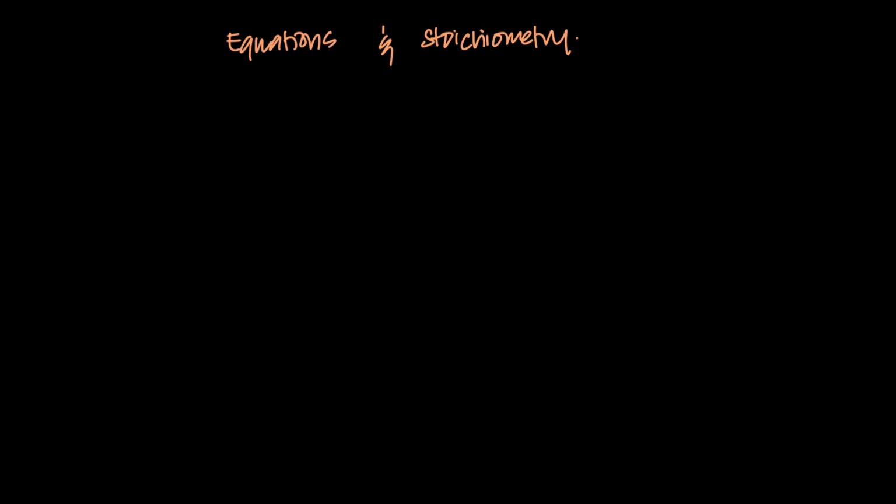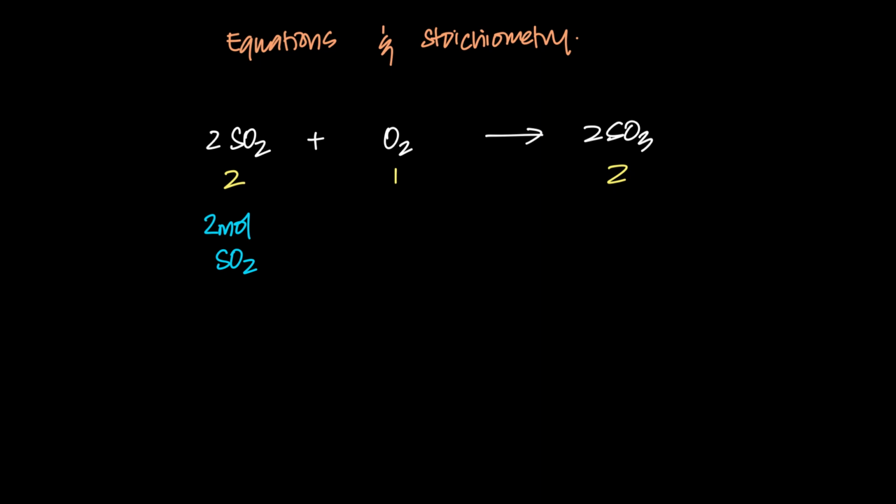In terms of, let's say you saw 2SO2 plus O2 making 2SO3. Now when you see an equation like this, you obviously know that you can say that two molecules of SO2 react with one molecule of O2 to make two molecules of SO3. But the reason why we use the idea of moles is because now we can also say that this equation can also mean that 2 moles of SO2 react with 1 mole of O2 to form 2 moles of SO3.